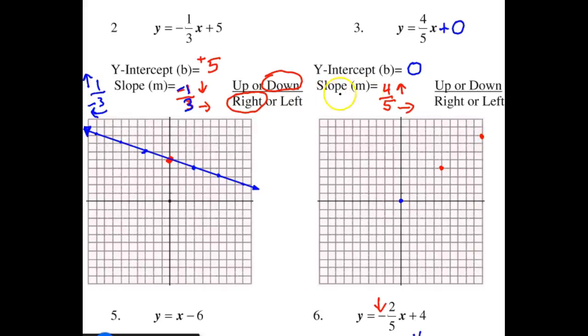And we can go the opposite direction. We can go down 4, left 5 as well. Right, because that also equals positive 4/5. So down 1, 2, 3, 4. Left 1, 2, 3, 4, 5. Again, if it does not line up in a straight line exactly, something's wrong. Do not just connect the dots if they're not in a straight line.